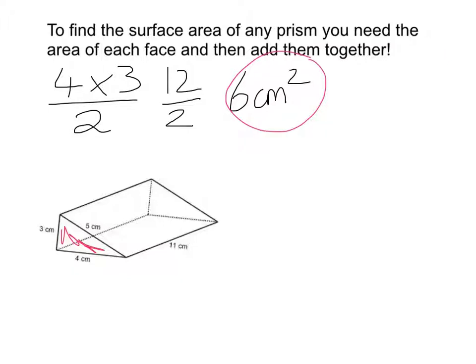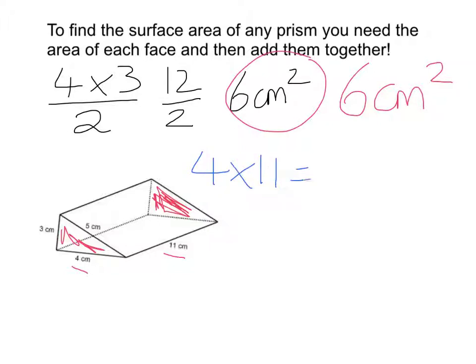Now, I've got 2 triangles. In a prism, this cross section comes in pairs. So I know that I've got 2 of those triangles, so I've got another 6 centimetres squared. I then need to look at each of my other faces individually. So if I look at that bottom rectangle, I can see that that would be 4 times 11, which would give me 44 centimetres squared.